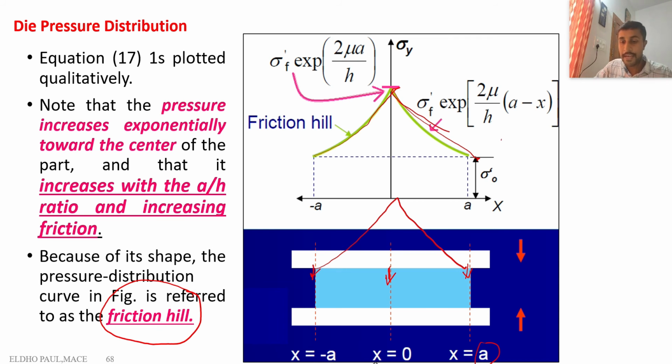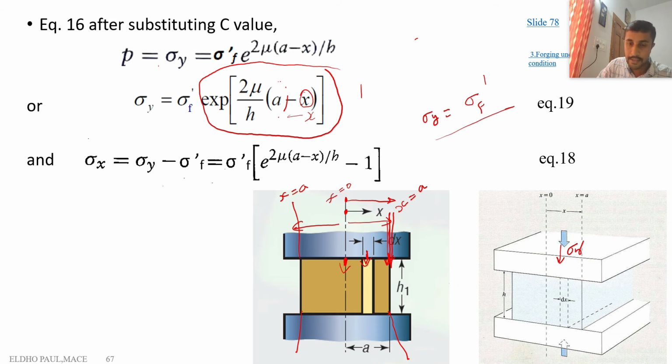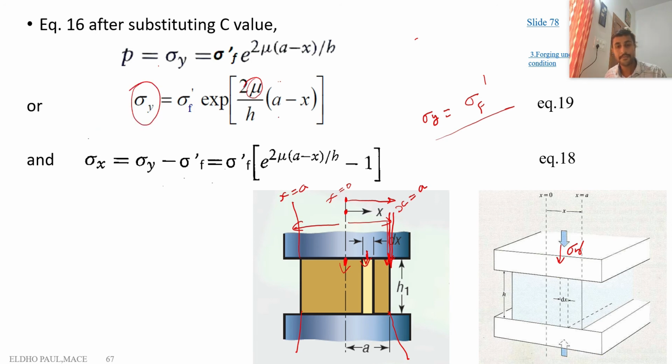Okay. So consider a case where there is no friction. Then what is the value of mu? If there is no friction here, then the mu value will be 0. In the previous equation we can see, if the mu value is equal to 0, what is the value of sigma y? E raised to 0 is equal to 1. This term will be 1. Sigma dash f.